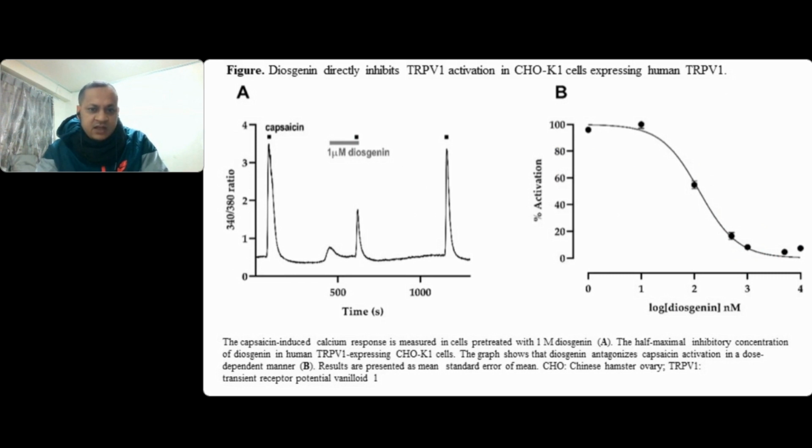After that, we also evaluated CHO K1 cells. We used 1 micromolar of Diosgenin, and we also found that with capsaicin, if we compare these two peaks, it was significantly increased, and after Diosgenin it was reduced. So it also proved that Diosgenin can reduce, or block, the TRPV1 ion channel.